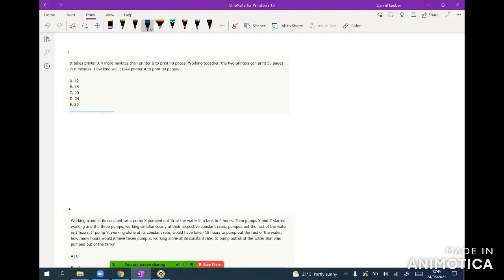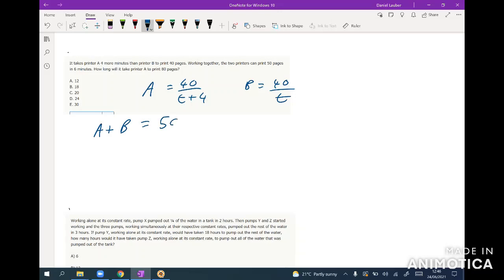It takes printer A 4 more minutes than printer B to print 40 pages. Okay, so A equals 40 over T plus 4 if B is 40 over T. Working together, the printers can print 50 pages in 6 minutes, so A plus B must be 50 over 6. How long will it take printer A to print 80 pages? So in other words, we need to sub this in and find T.